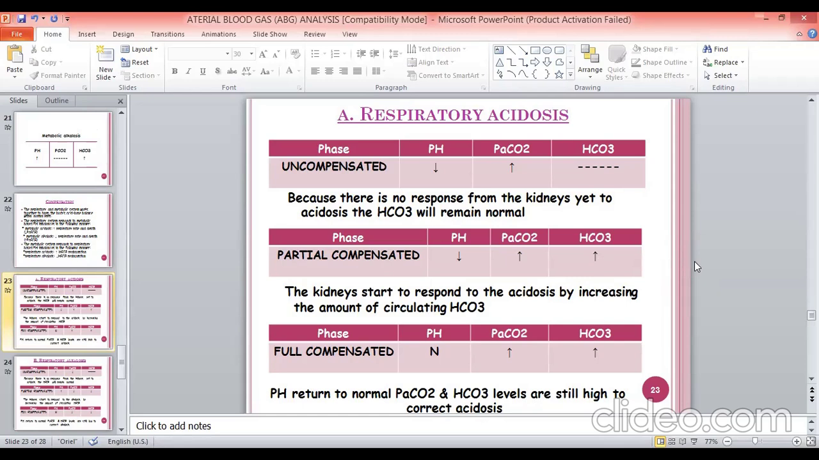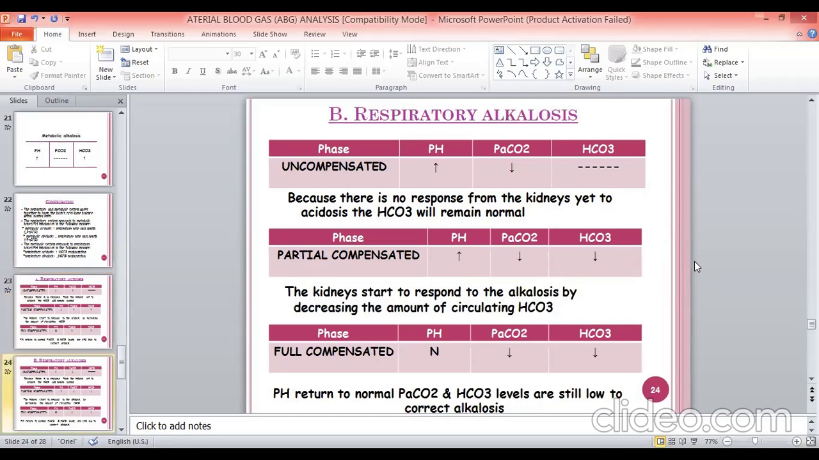Okay, coming to another one, respiratory alkalosis. During the uncompensated mechanism, alkalosis means increased pH. The cause is the partial pressure of carbon dioxide, so there is a decreased partial pressure of carbon dioxide. Nothing changes in the bicarbonate. So this is the uncompensated mechanism.